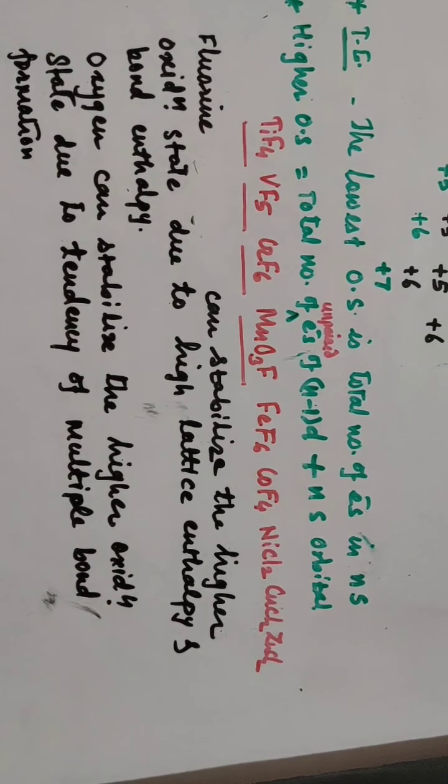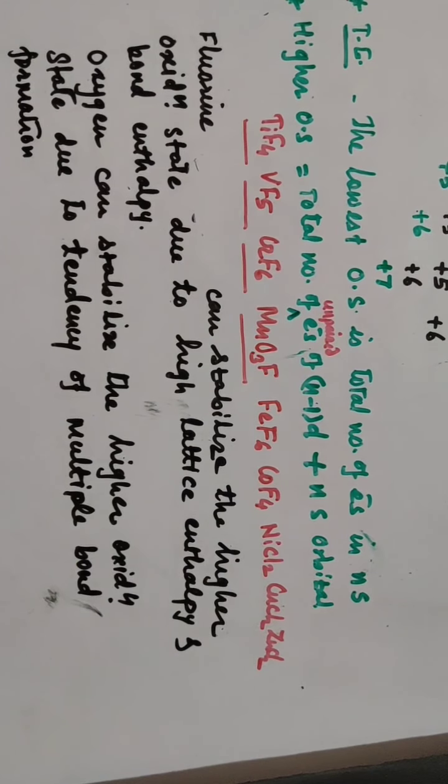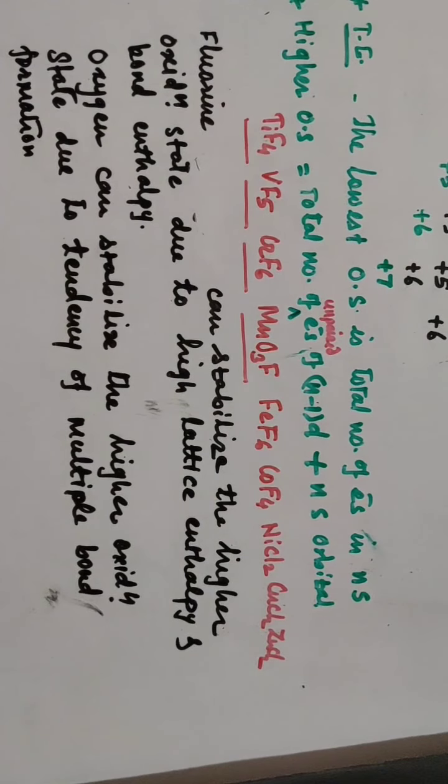What is bond enthalpy? Bond enthalpy is the bonding strength. Fluorine has a strong bonding strength, and so it can form stable compounds with higher oxidation state. What about oxygen? Oxygen can stabilize the higher oxidation state because it has a tendency to form multiple bonds, like double bond or triple bond.